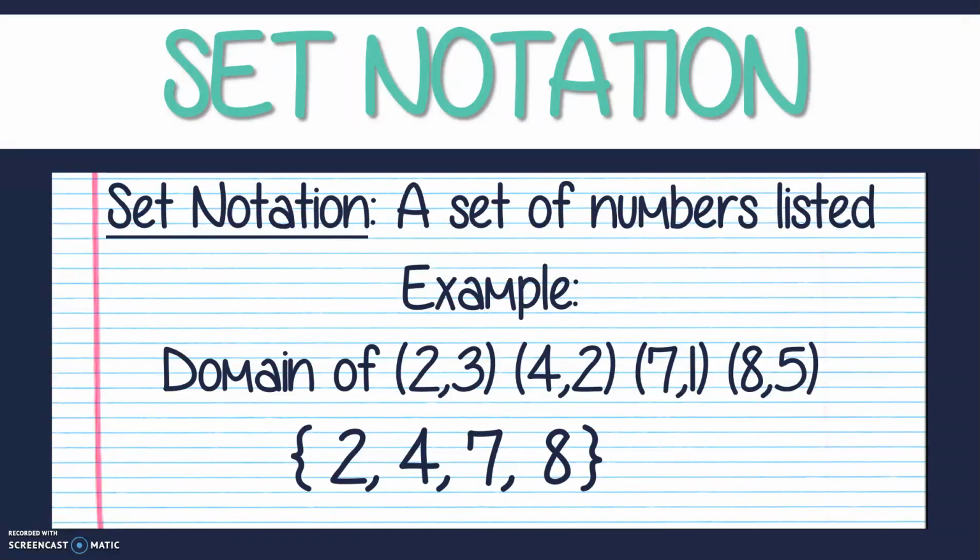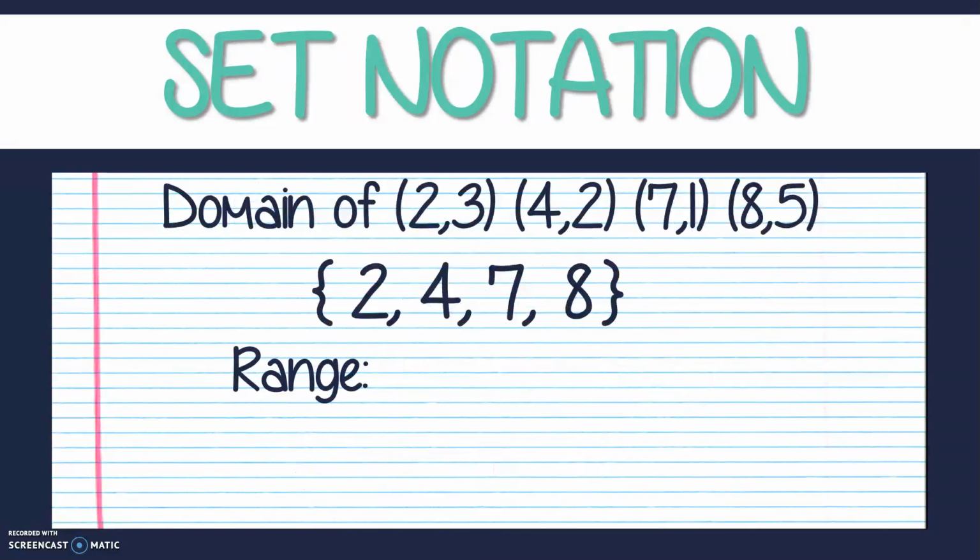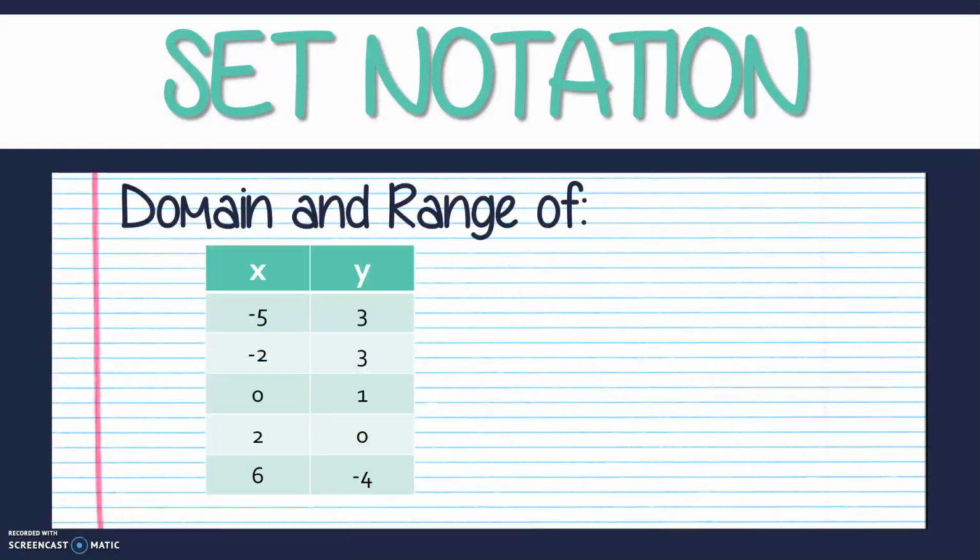The range would be done in a similar fashion. We would list off the numbers 3, 2, 1, and 5, and close it with a brace. Typically, we write these in numerical order, but it doesn't really matter.